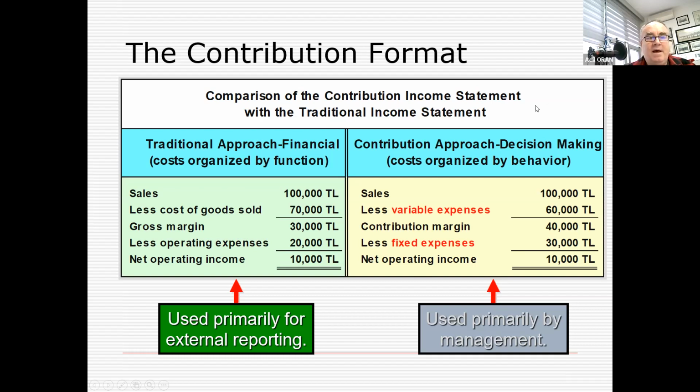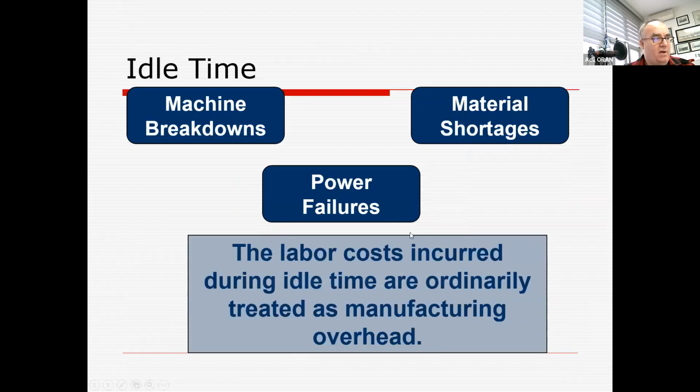But this format will be much more useful for forecasting the costs and the profits at different production and sales levels than this original format. And this is what we're going to be using in managerial decision-making. What else would I have to take into account?